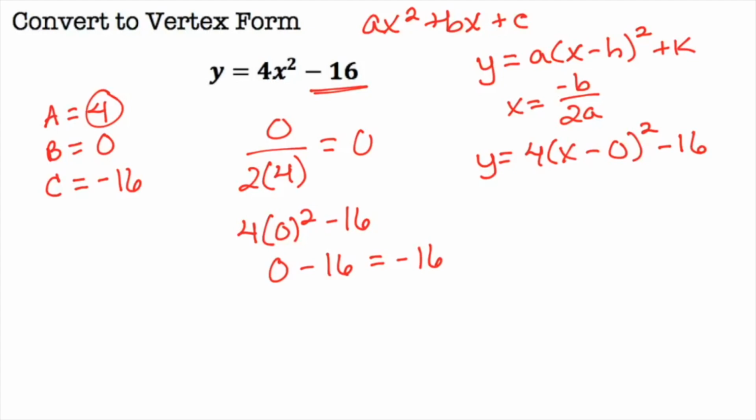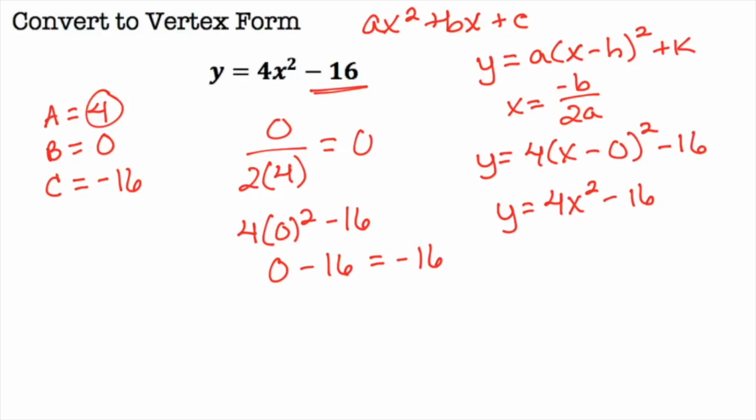And when you are writing it like that, I wrote it like that so you can see h and k as 0 and -16, but x minus 0 is nothing. So this ends up actually turning into y equals 4x squared minus 16. So you can actually rewrite it so that it's simplified.